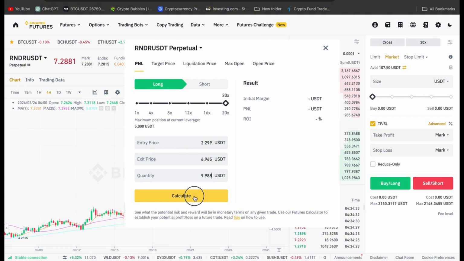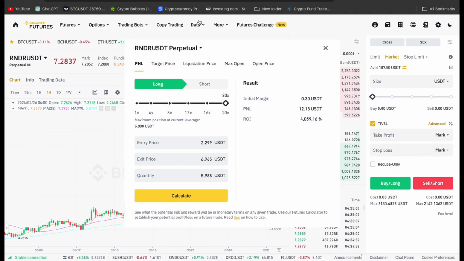5.988. Then we'll click on calculate. So if the trade doesn't go well, we are going to lose around... okay, let's do it again. We have 5.988. We click on calculate. We are going to lose an amount of $12 if the trade doesn't go well.